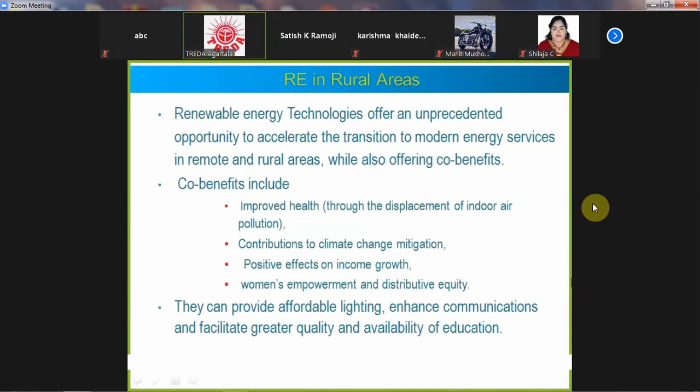And it contributes to climate change mitigation. Nowadays climate change is an issue, and it is very important to mitigate it. There is also a positive effect on income growth, women empowerment and distributive equity. They can also provide affordable light, enhance communications, and facilitate greater quality and availability of education.